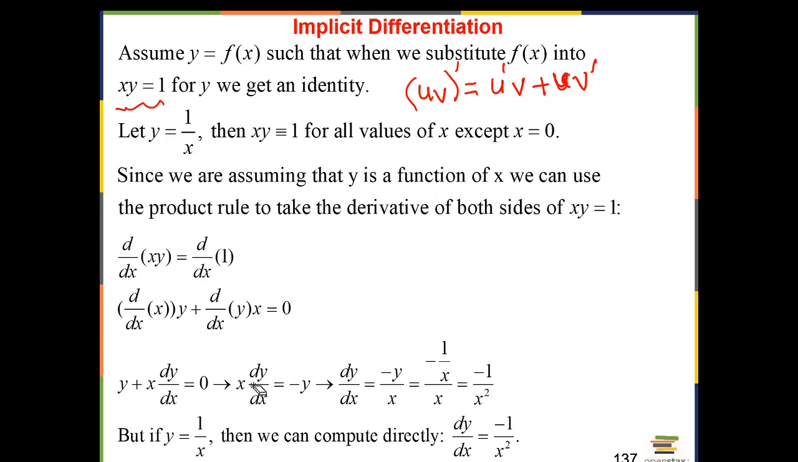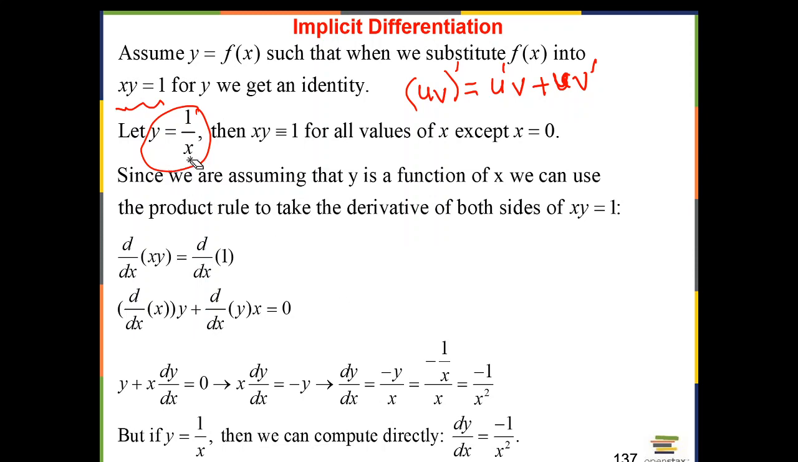So x times dy dx equals negative y. So dy dx is negative y over x. But we know what y is. If we can solve for y, we can put it there. Otherwise, we just leave it like this. That's the derivative. The difference is that now we have two variables in the derivative, and that's okay.